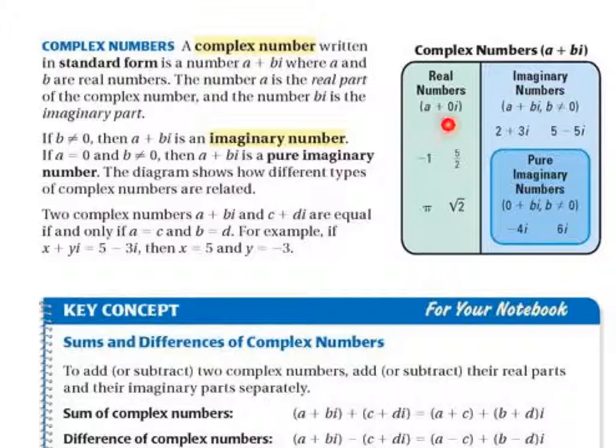So real numbers, a plus 0i. Imaginary numbers: you have a plus bi where b cannot equal 0. So you have 2 plus 3i, 5 minus 5i, and then the pure imaginary numbers, negative 4i, 6i, where there's no real, just imaginary. Two complex numbers, a plus bi and c plus di, are equal if and only if a equals c and b equals d. For example, if x plus yi equals 5 minus 3i, then x equals 5 and y equals negative 3. Okay?